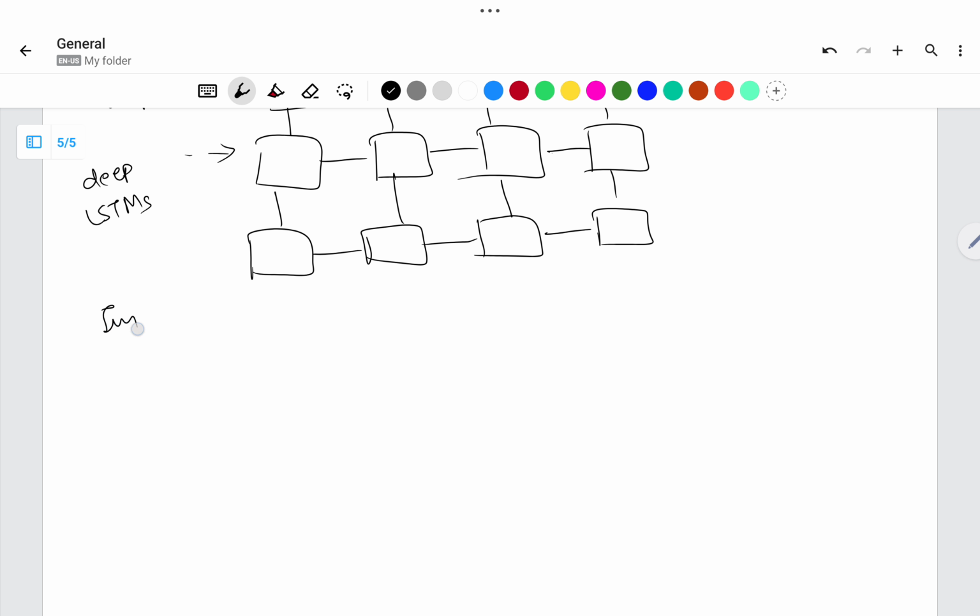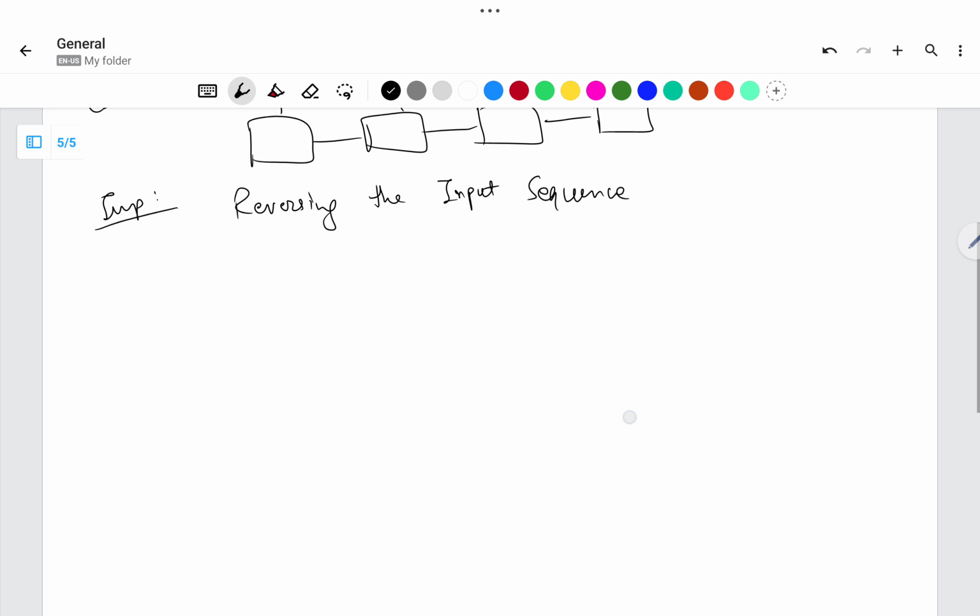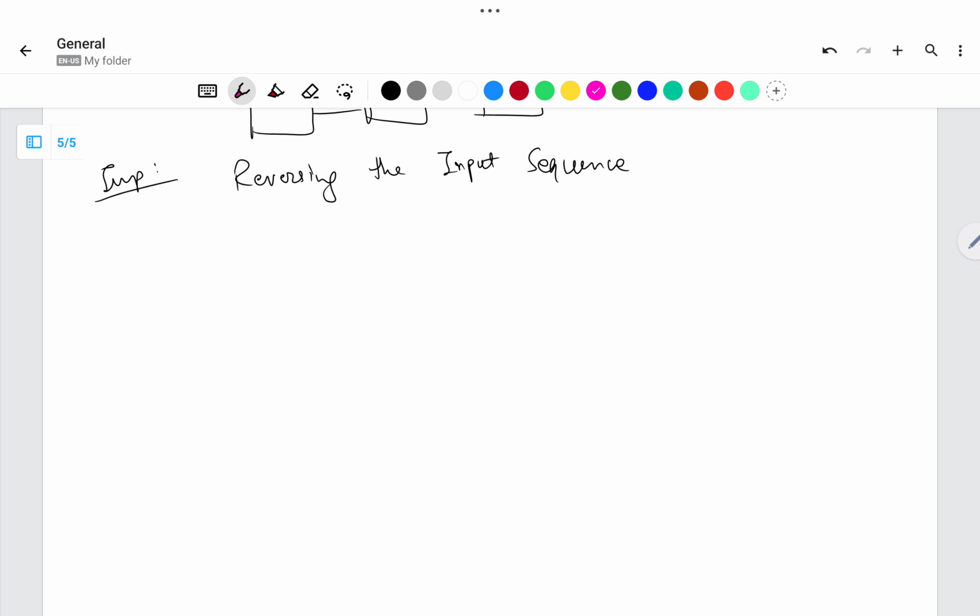Another improvement that we can make is reversing the input sequence of the words. This was suggested in the paper titled Sequence-to-Sequence Learning with Neural Networks, and it was published in the year 2014 by Ilya Sutskever and two other brilliant scientists.